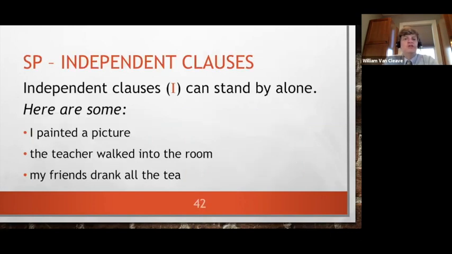So here are some independent clauses. And some of you may think, well, those are sentences. You're right that they can be sentences, but they can also be combined with other things to create more sophisticated, interesting sentences. I painted a picture. The teacher walked into the room. My friends drank all the tea.